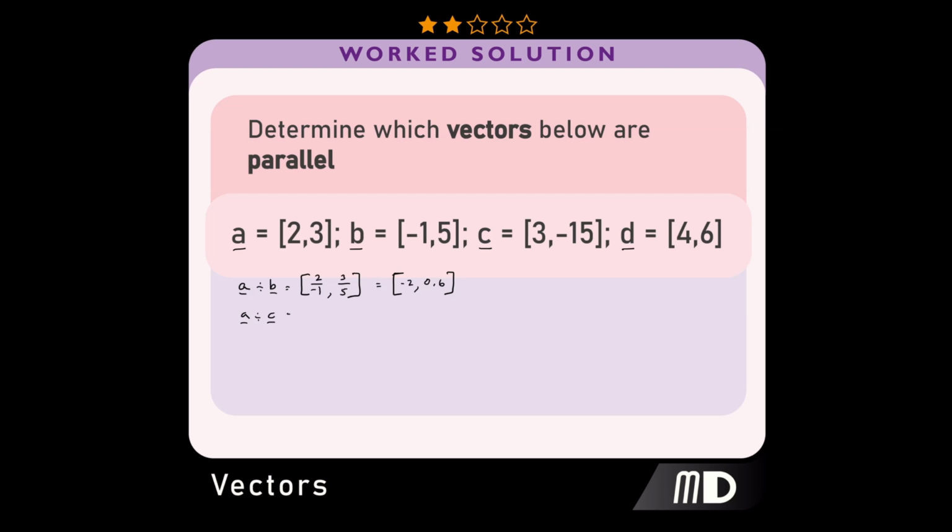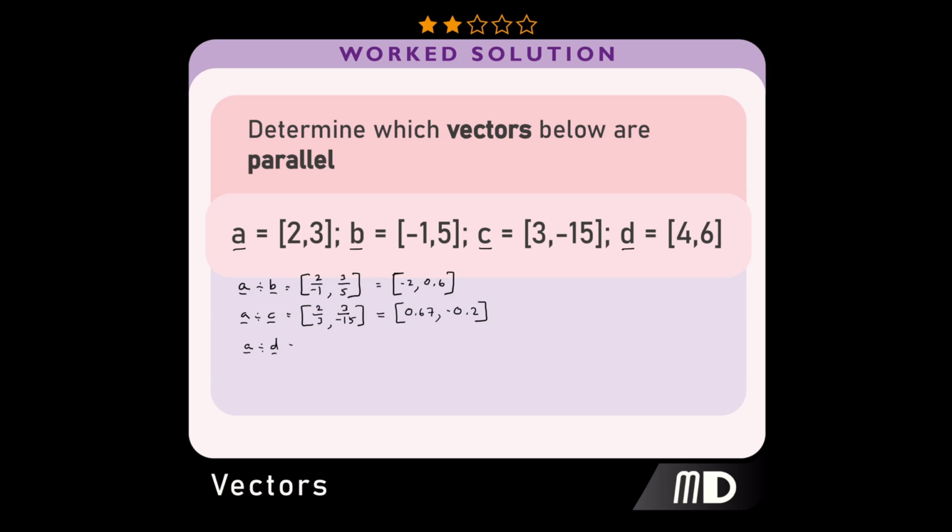A divided by C is equal to 2 divided by 3 for the x component and 3 divided by -15 for the y component. That's equal to 0.67, -0.2. And because the ratios are unequal, these vectors are also not parallel.